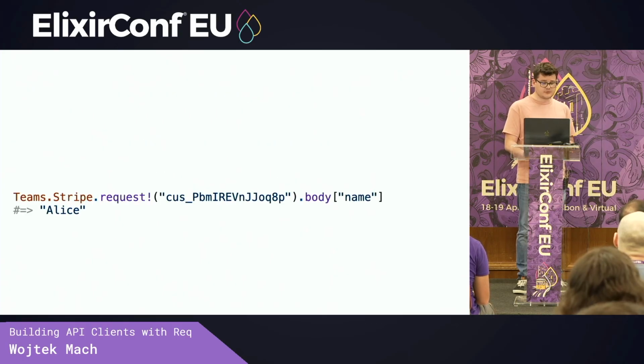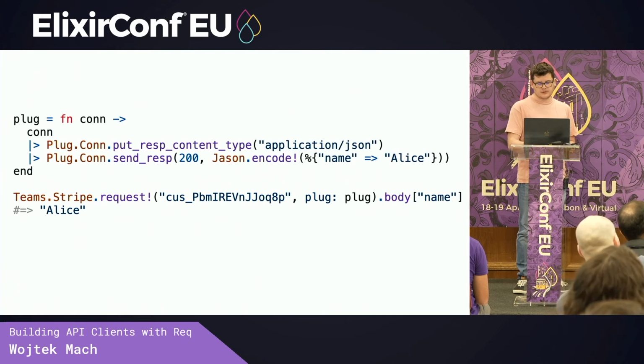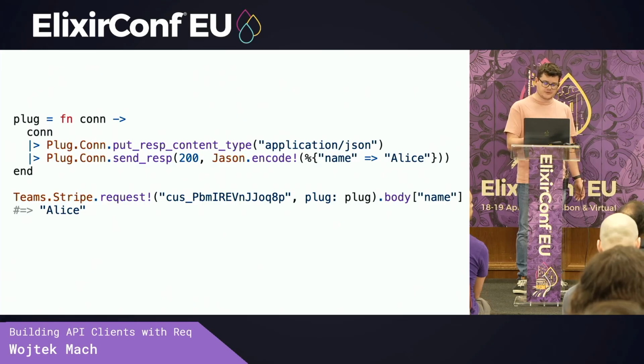Here is a request that we have seen before. It hits the network. Now what we can do is Req has built-in integration with the Plug ecosystem, so to speak. When we set the plug option, the plug can be a module, but it can also be a function. Instead of making the network call, instead of getting the response from the network, Req is going to get the response from the plug.